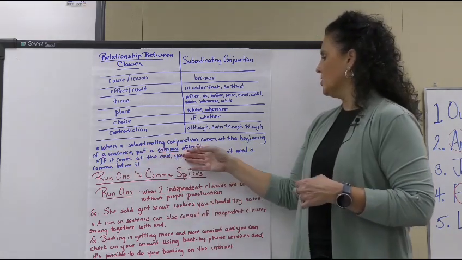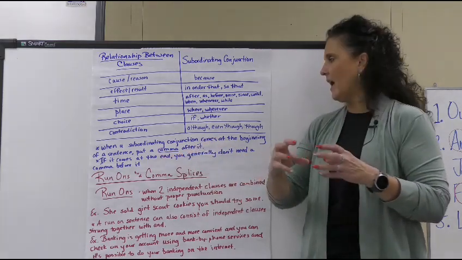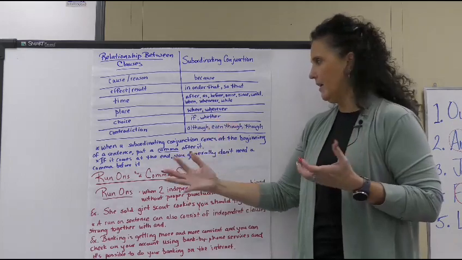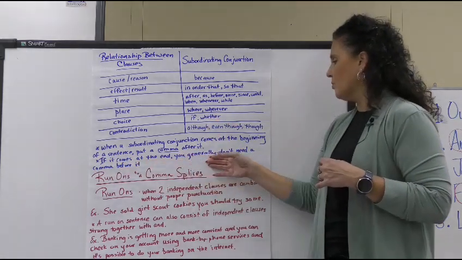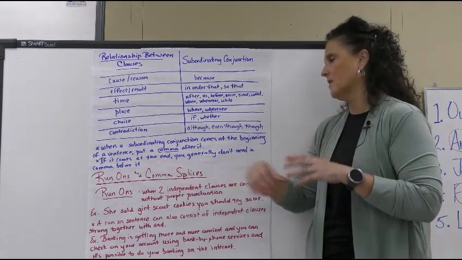When a subordinating conjunction comes at the beginning of a sentence, we're going to put a comma after it, just like that. Although we had our umbrella, comma, we still got wet, period. If it comes at the end, we generally don't need a comma before it. We just put it at the end of the sentence.